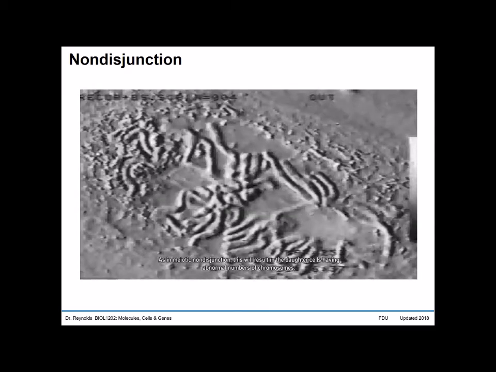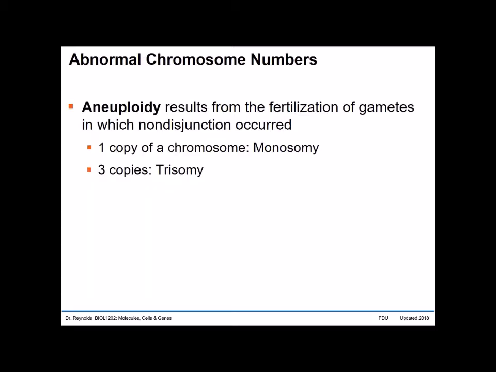So this is an example of that non-disjunction, where you can see the chromosome that didn't line up and wasn't assorted correctly. Now, in the event that one of those gametes becomes fertilized, that results in a condition known as aneuploidy. Aneuploidy is when you have one chromosome with the wrong number of that chromosome. Okay, so it's no longer diploid.